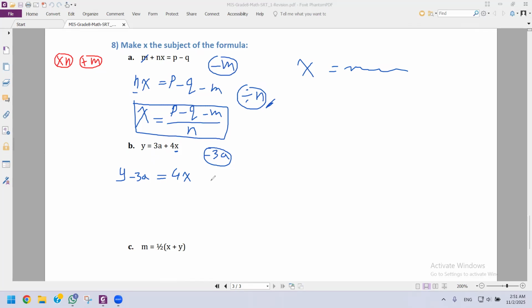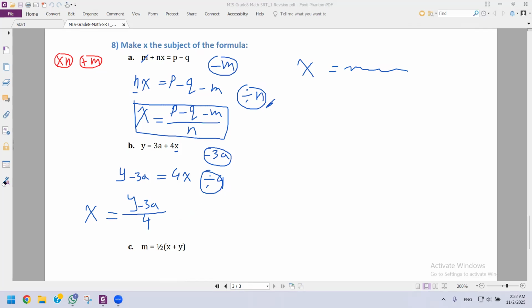Is x alone? Not yet. What do I have next to it? Times 4. What's the opposite? Divide by 4. So y minus 3a divided by 4 is equal to x. It's better if you put x on the left. So x is equal to y minus 3a over 4.